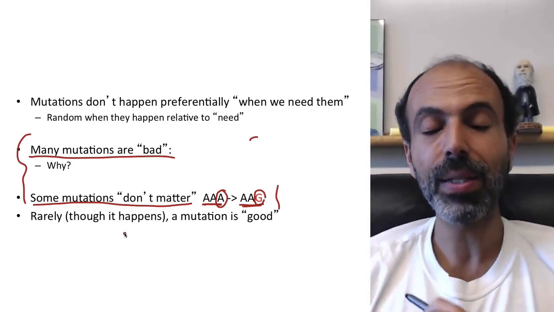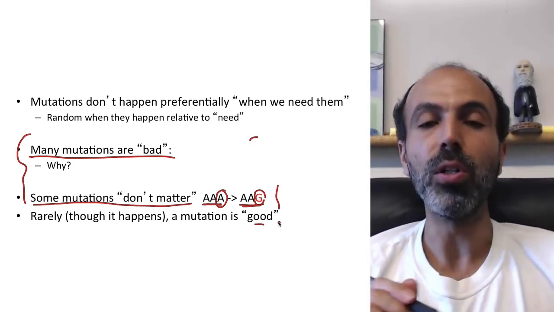Now rarely, but it does happen, a mutation may be good, advantageous. Now, again, it doesn't arise when you need it, but it may just happen to be good. And it may not necessarily even be good at the time when it first arises, but it might end up being something that is useful in a subsequent generation.